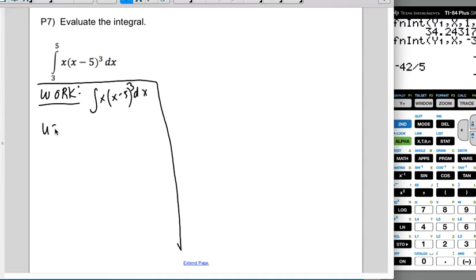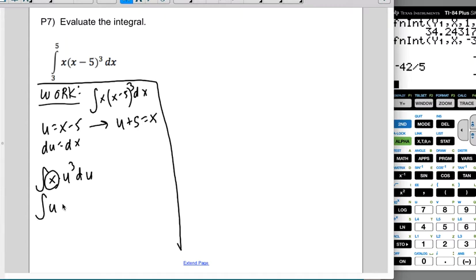So I'm going to say my u is x minus 5. My du is just a dx, right? So I'm going to get that this is the integral of an x times a u to the third times a du. This x is going to be the problem, right? So I'm going to recognize that u plus 5 could take the place of my x. So I'm going to get u plus 5 in parentheses times this u cubed, which means this is a u to the fourth plus 5u cubed with respect to u.